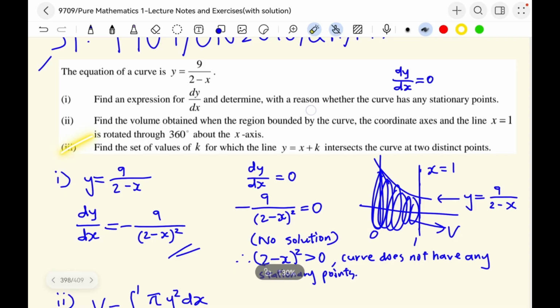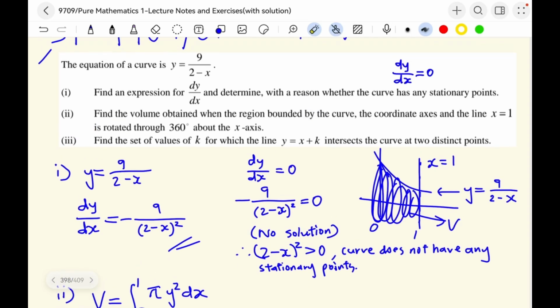Find the set of values of k for which the line y equals x plus k intersects the curve at 2 distinct points. 2 distinct points. Please highlight it. What does it mean? This chapter is our first chapter. Okay? You should know it. It is actually b squared minus 4ac is more than 0. Set of values means it's actually the inequalities in terms of k. Alright?